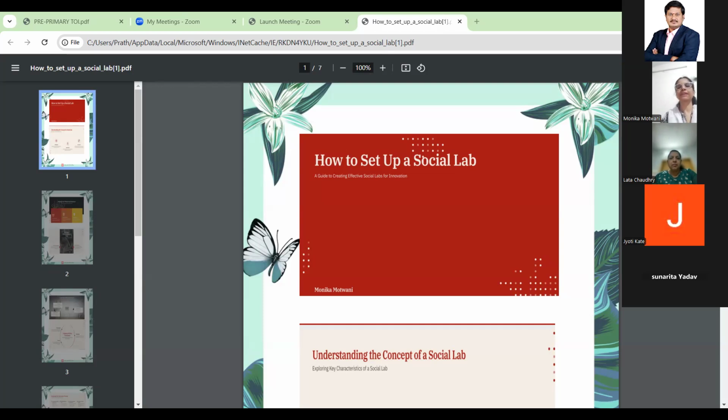A social lab is a collaborative space where people from different backgrounds come together to solve a complex societal problem. For example, there are many social labs being set up. The Sustainable Food Lab works on improving food systems for sustainability. The next one is Ringo Social Lab. It works to foster innovation in global civil society through its efforts.